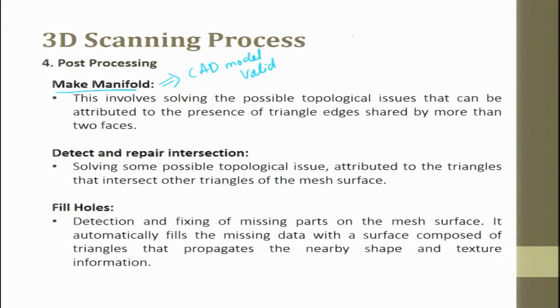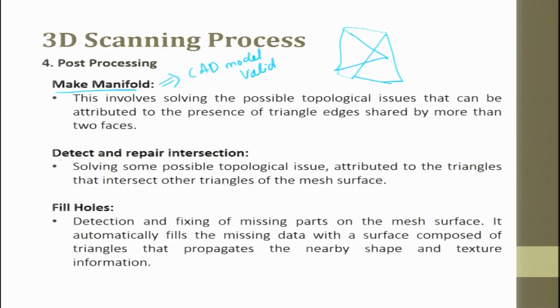So, for example, you have a triangle, you have another triangle coming like this. So, these 2 triangles are in different faces. Now, this has to be attached. So, how do you do it? So, this involves solving the possible topological issues that can be attributed to the presence of triangular edges shared by more than 2 faces. So, if you see one above each other, it is there.